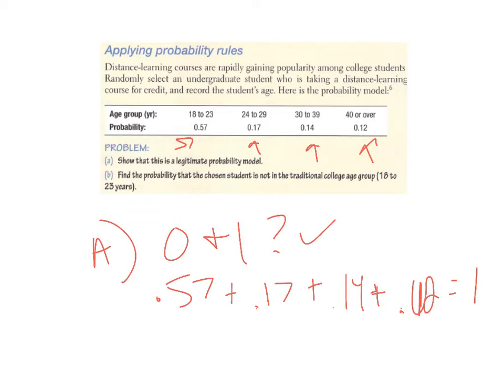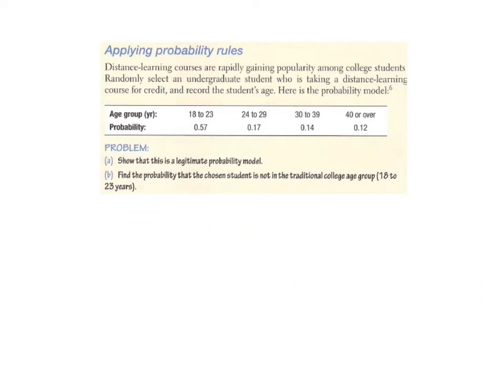Okay, part B says find the probability that the chosen student is not in the traditional college age group, so not in that 18 to 23 years. Okay, so there's two ways that you could do this. So let's look at them.